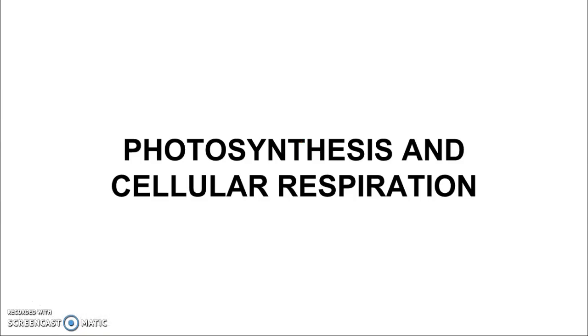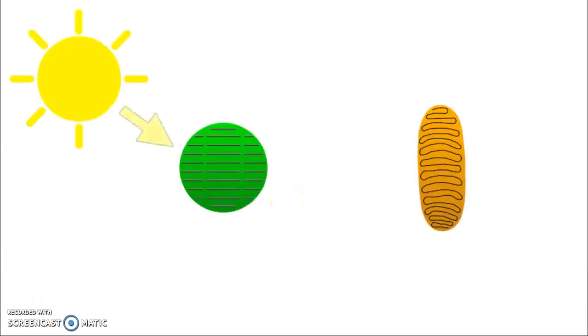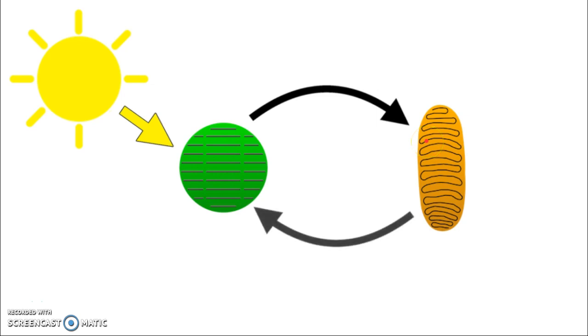This is the process of photosynthesis and cellular respiration. So the big yellow ball in the sky is the sun, and the arrow coming down is the sunlight energy. It goes down into the chloroplast, and the chloroplast absorbs the energy, and it sends its resources over to the mitochondrion. The mitochondrion breaks it down and sends its resources back to the chloroplast. But then also, while it's breaking it down, it releases ATP energy.